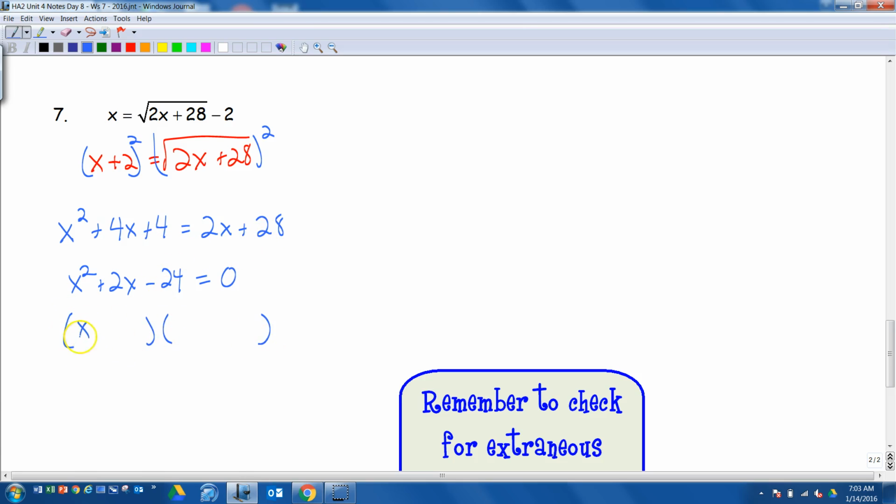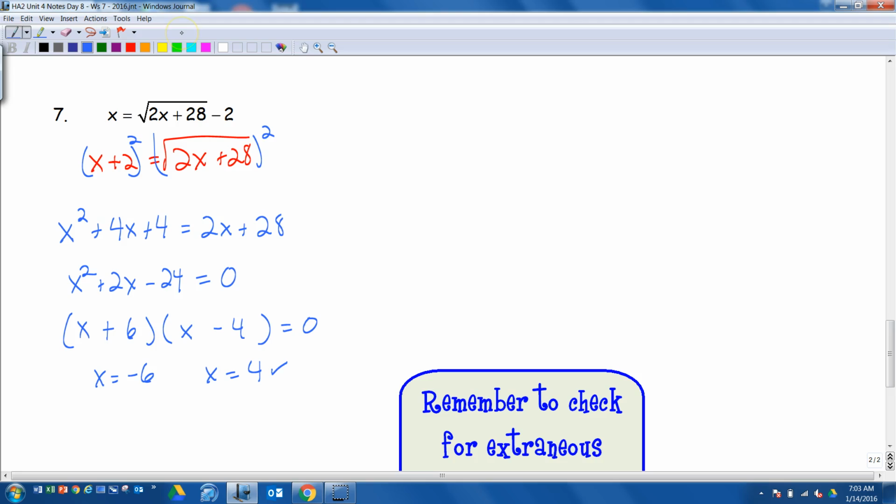Now we factor. 6 and 4 plus 6 minus 4. We get x equals negative 6 and x equals 4. Double check both into the original. If I put a 4 in, 4 times 2 is 8, plus 28 is 36. The square root of 36 is 6 minus 2 is 4, and that would be a 4. So the 4 checks out.